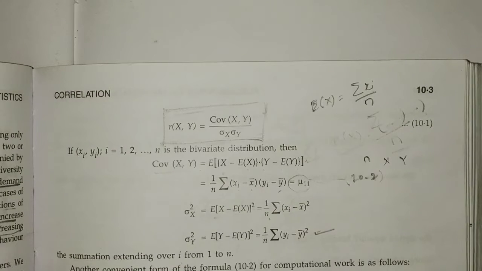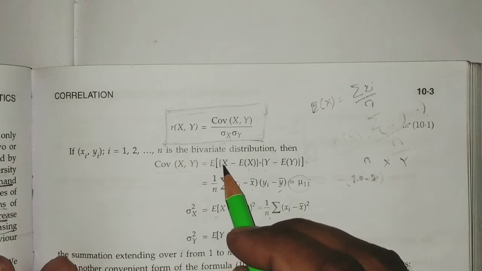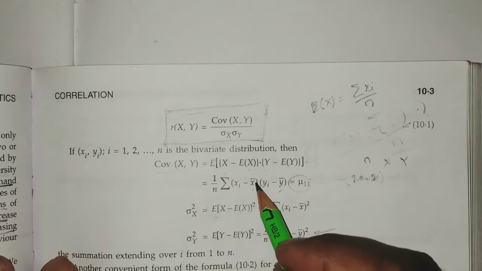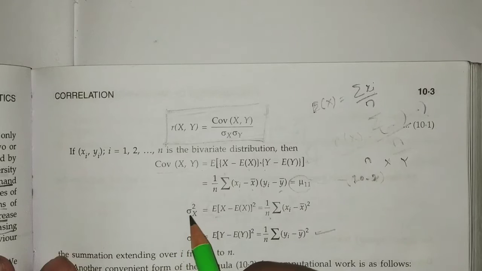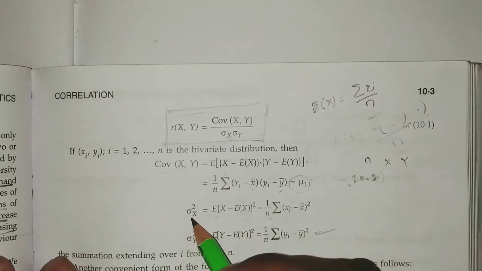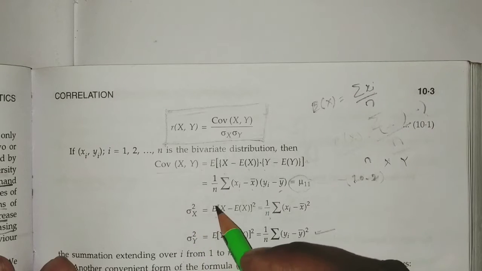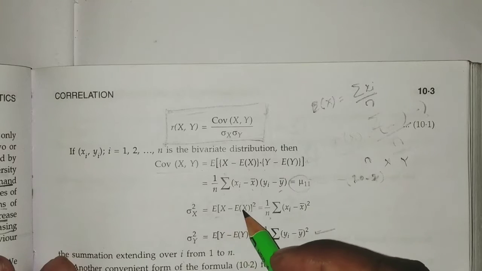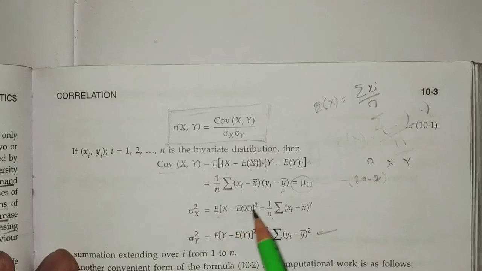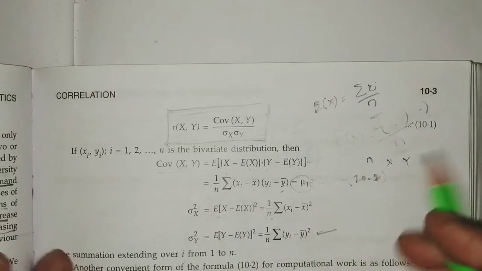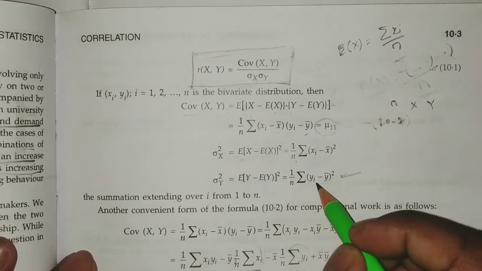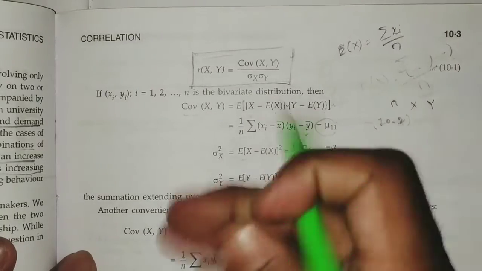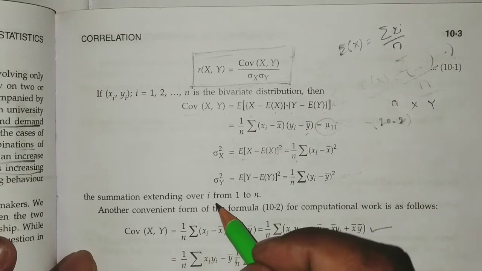The same concept has been used here: summation over xi, all the values of X, minus expectation of X, which is X bar, and yi minus Y bar, with summation and 1 by n. And this is nothing but your variance. The square of the standard deviation is the variance, that we know. So sigma x square is equal to expectation of (X minus expectation of X) whole square, which can be written as 1 by n summation over (xi minus x bar) whole square, and sigma y square is expectation of (Y minus EY) square, equal to 1 by n summation over (yi minus y bar) square. No problem. Here the summation extends for i from 1 to n.